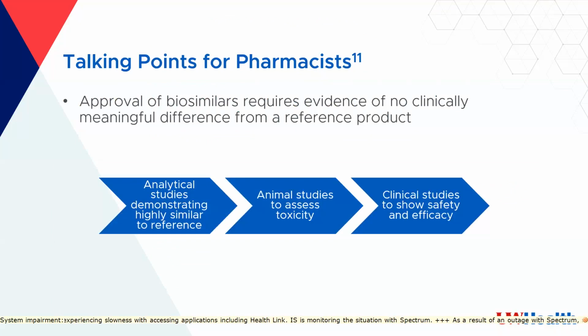So talking points for our pharmacists as we're helping our providers and patients through the switching process is really that the approval of biosimilars requires a lot of evidence of no clinically meaningful difference from the reference product. And if they do have that interchangeability status, that's even more evidence that's gone in to show that these products are safe to be switched between. There are a lot of analytical studies demonstrating that they're highly similar to our reference product. They go through animal studies to assess toxicity just like any other drug. Then there are clinical studies to show that they're safe and effective.